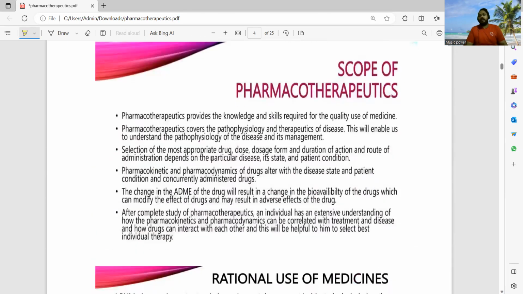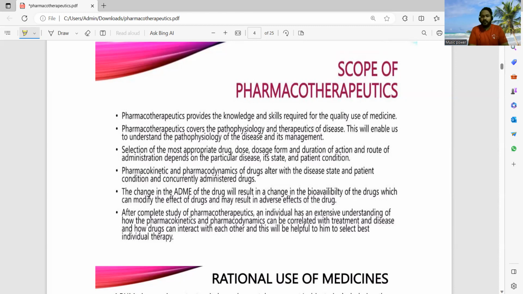Now, the scope of pharmacotherapeutics. Pharmacotherapeutics provides the knowledge and skills required for quality use of medicines. It covers the pathophysiology and therapeutics of diseases. This will enable us to understand the pathophysiology of disease and its management. The selection of the most appropriate drugs, dosage form, duration of action, and route of administration depends on the particular disease, its state, and the patient's condition. Pharmacokinetics and pharmacodynamics of the drugs alter with the disease state, patient condition, and currently administered drugs.